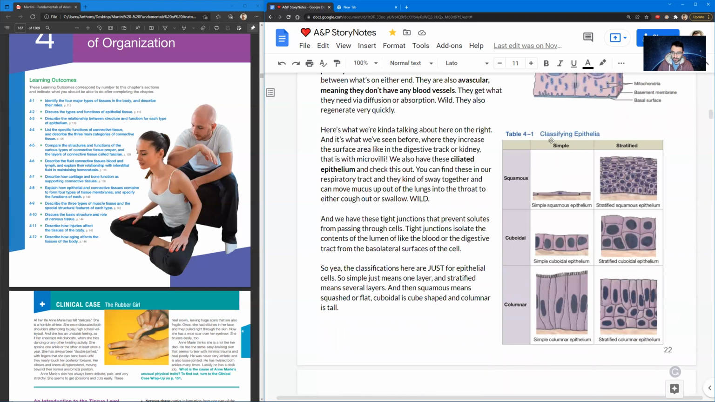We have simple, meaning one layer, and you have stratified, which means multiple layers. And you have squamous, which are a little more flat, cuboidal, which are shaped like cubes, and then columnar, which are tall like columns. All right. Tight junctions prevent solutes from passing through cells.